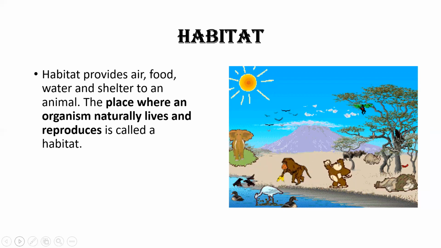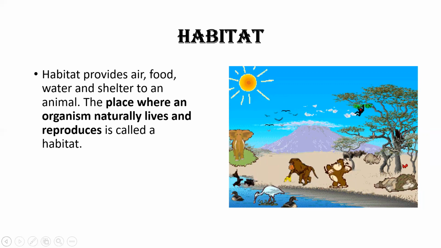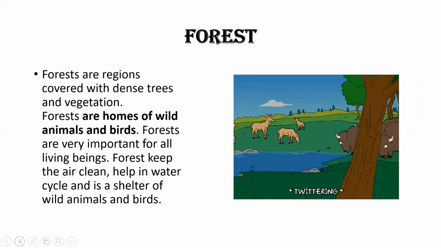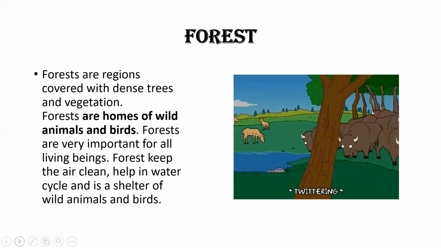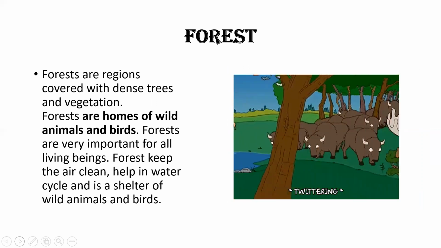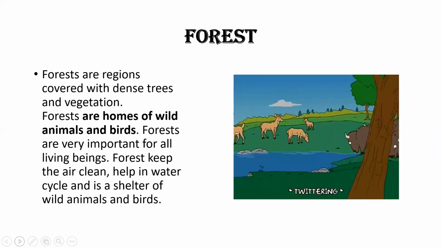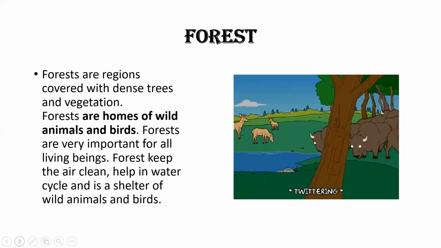The main habitats for animals are forests, deserts, polar regions, and high mountains, oceans, and freshwater bodies like lakes and rivers. Now, coming to forest. Forests are large areas that contain a variety of trees and other plants. A large variety of animals also live in the forests. Different animals live at different places in the forest.